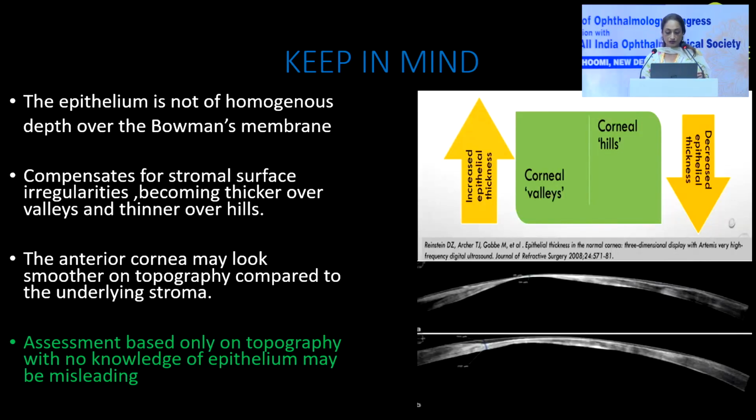It compensates for stromal surface irregularities, becoming thicker over valleys and thinner over hills. Like this is a patient of advanced ectasia, but over a period of time, the epithelium has remodeled itself in such a way that if we do a topography, we might just miss the ectasia. So the anterior cornea starts looking smoother on topography as compared to the underlying stroma, and therefore assessment based only on topography with no knowledge of epithelium can be misleading.